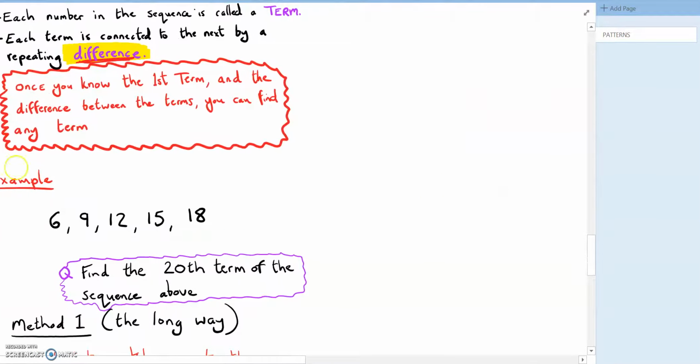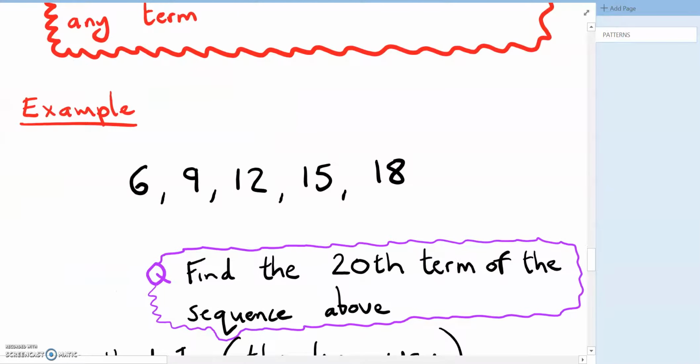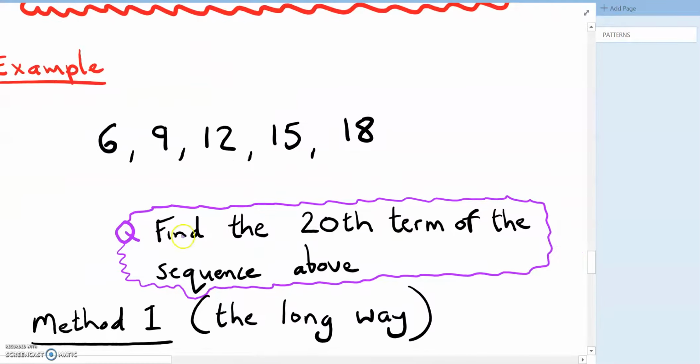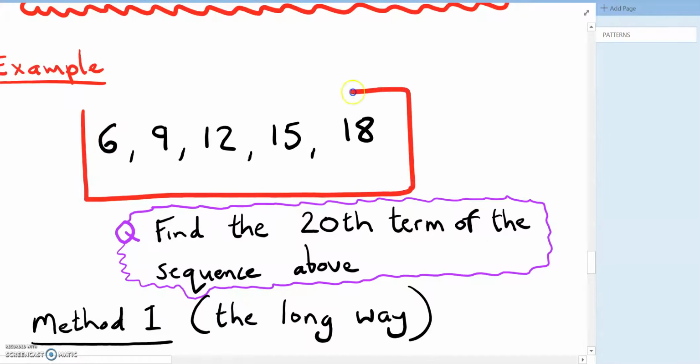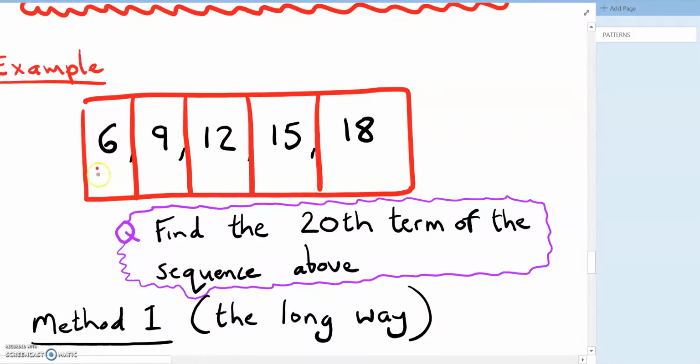Let's have a look at this one. This is the same sequence now, but I'm just going to ask some questions. Find the 20th term of the sequence above. The 20th. Now, as it stands, what do we have? Let's just box this off here. We have got term 1, the second term, the third term, the fourth term, and the fifth term. They want to find the 20th term if we keep following the same pattern.